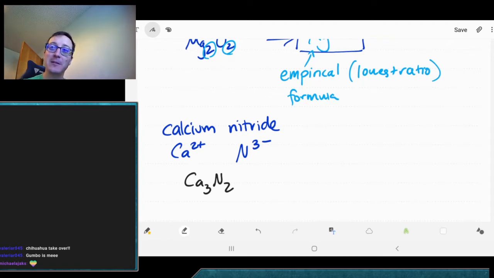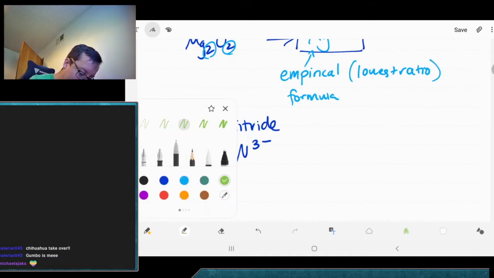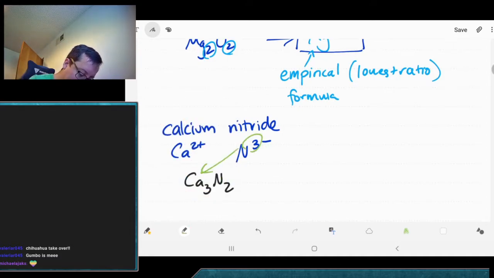We can also do this. We can crisscross things and get it this way. We can crisscross, and it'll work. You can switch your subscripts and charges and just crisscross them that way.